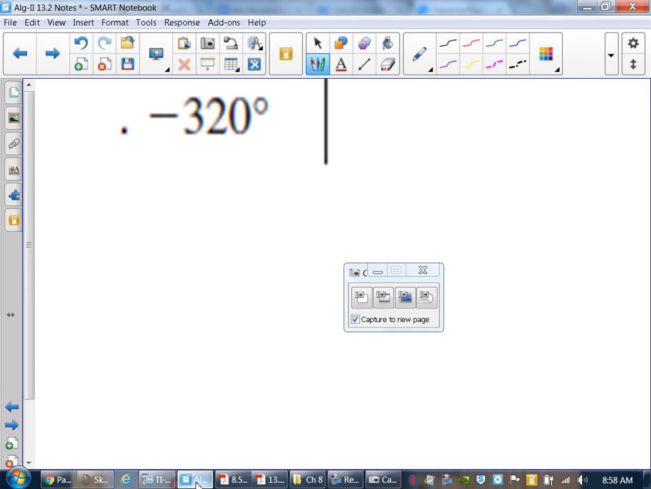Let's do a positive and a negative coterminal angle of negative 320.